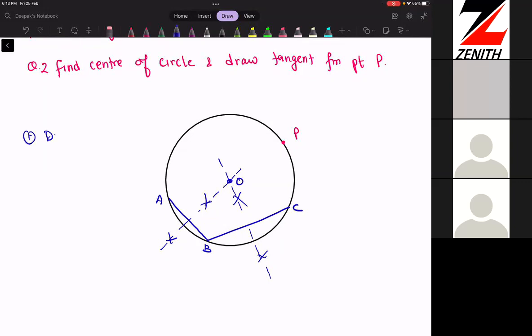Number 1, draw two chords AB and BC. Draw perpendicular bisector of AB and BC.